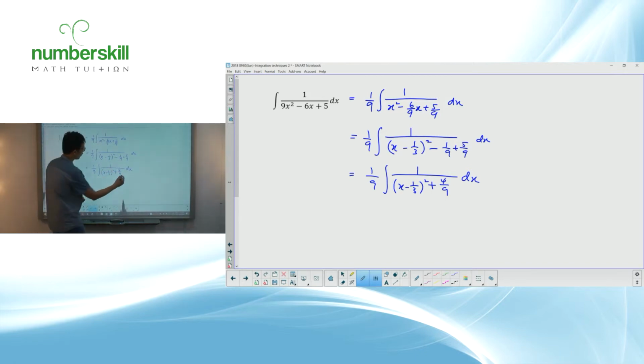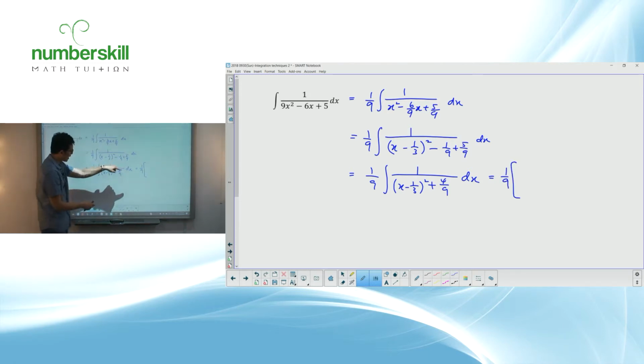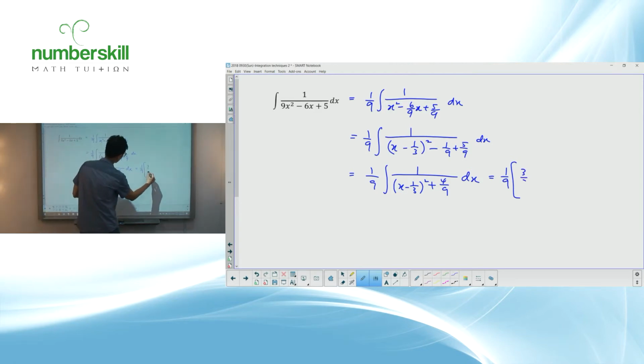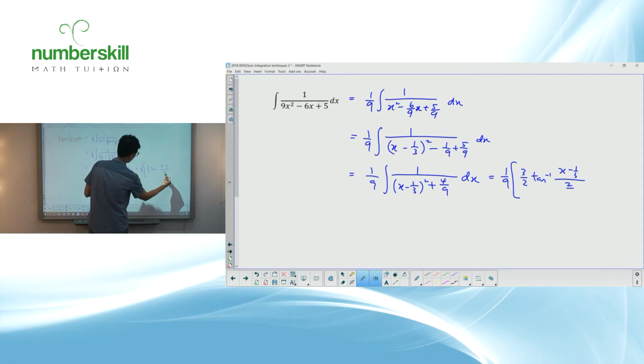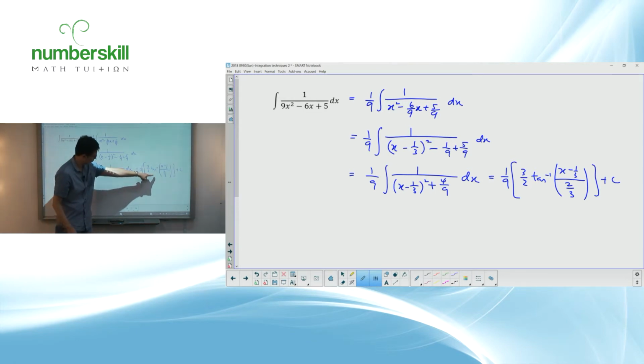So if you follow the formula, I hope you can remember, but it's in the formula list, right? You will get 1 over a. What's a? a is 2 over 3. Correct? a is 2 over 3. 1 over 2 over 3 becomes 3 over 2. Tangent inverse x over a. It looks a bit nasty, but it is literally following the formula. 1 over a, tangent inverse x over a.